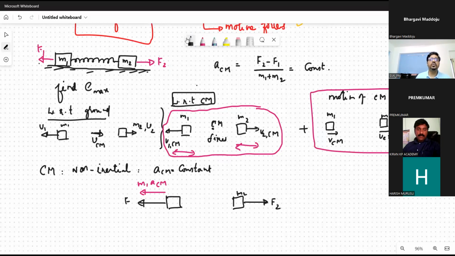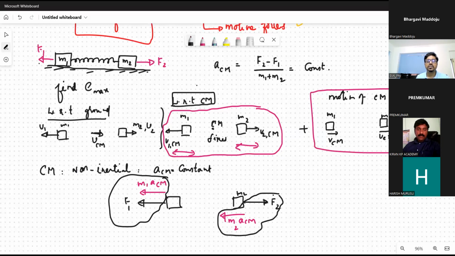In addition to F2, it is experiencing pseudo force, which is opposite to the acceleration of center of mass, M2 into ACM. Now, this is F1, no? You calculate these two together, sum it up. And then you sum up these two also. It's actually very easy. Any one of them you calculate, the other one also would be of the same magnitude.